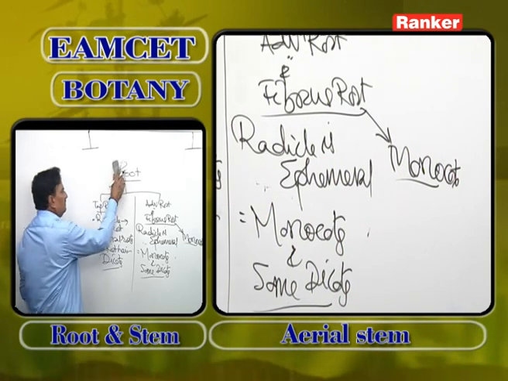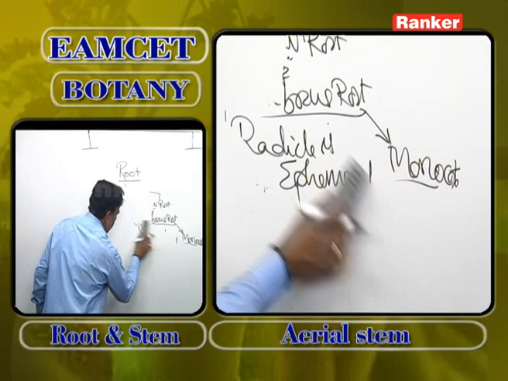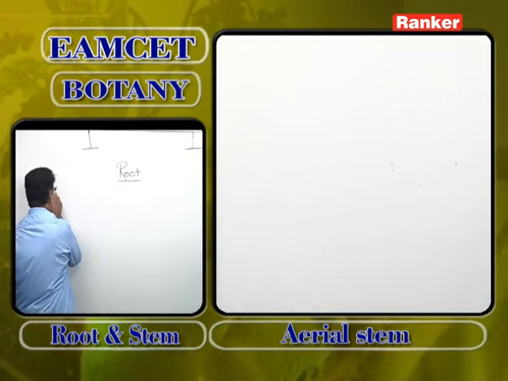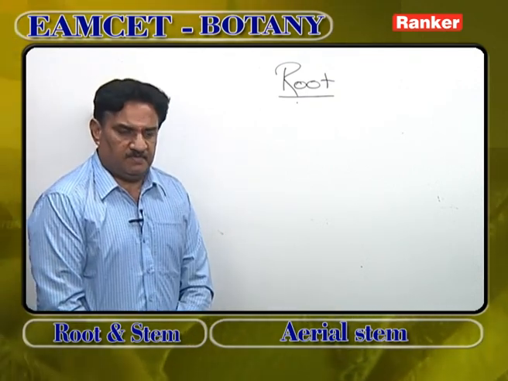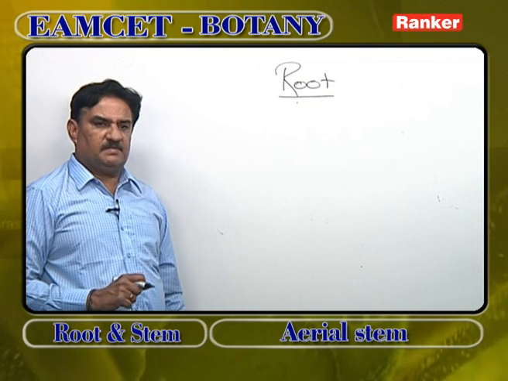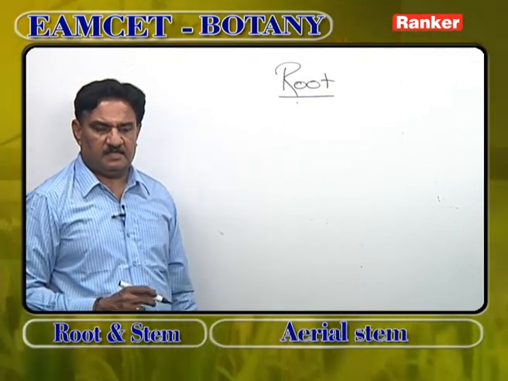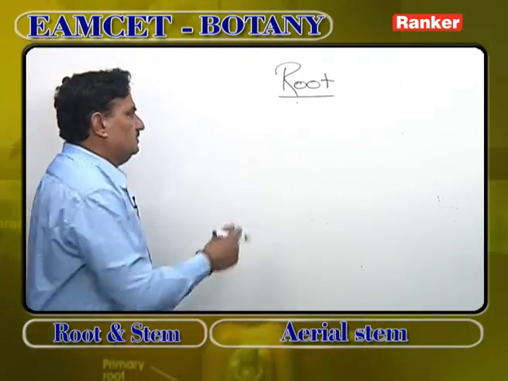So this is about types of roots. What is meant by a taproot and what is meant by an adventitious root or a bunch of adventitious roots formed from the basal nodes called as fibrous roots. Radicle is persistent in taproots. Radicle is ephemeral, short living in adventitious roots.